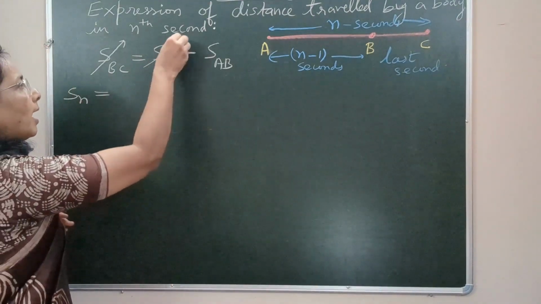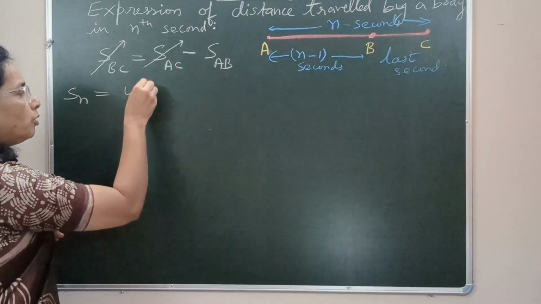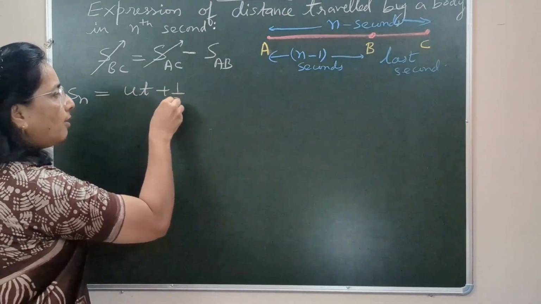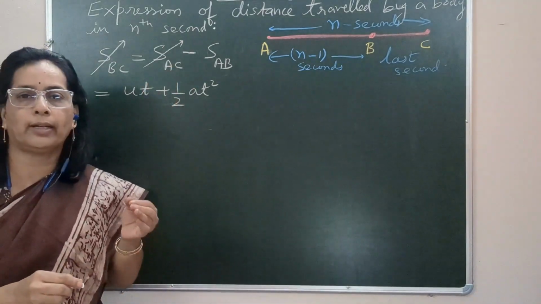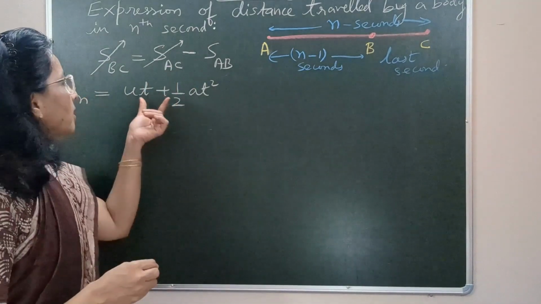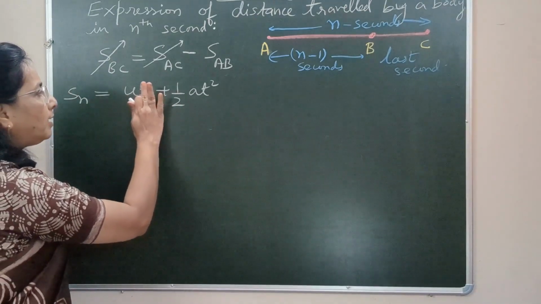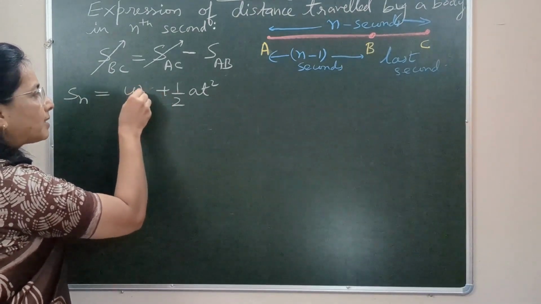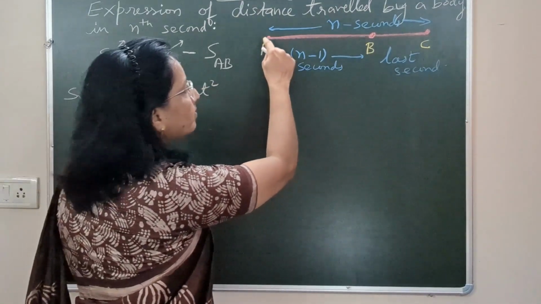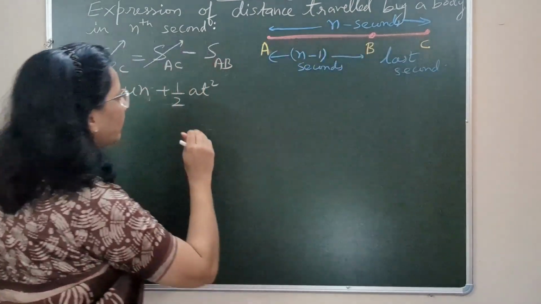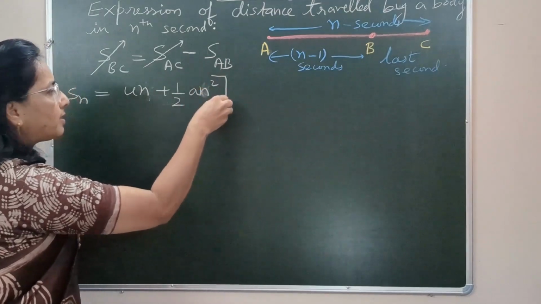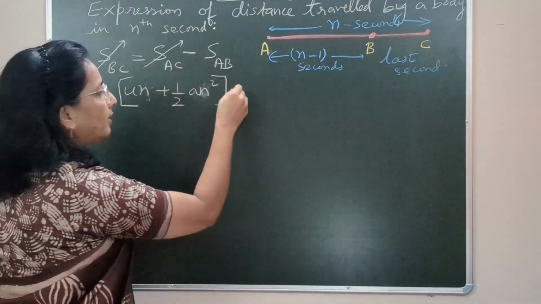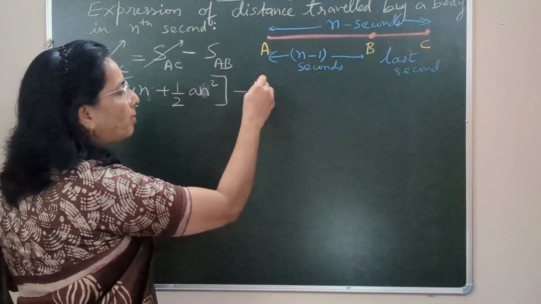And here I am going to use the expression ut plus half at square. So this is the mathematical expression for the second equation of motion. So here every t can be written as n. Why? Because A to C it took n seconds. So here instead of t I am using n. So this is the distance traveled from A to C. Then minus distance traveled from A to B.